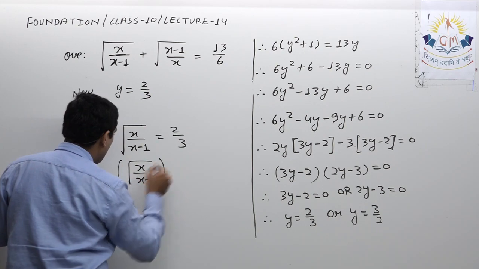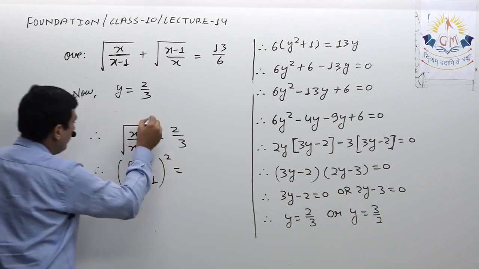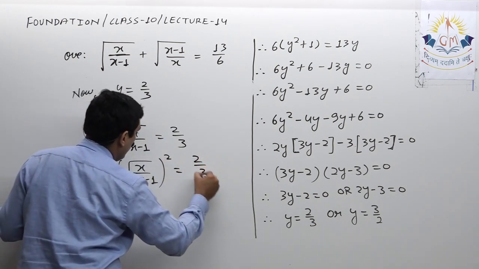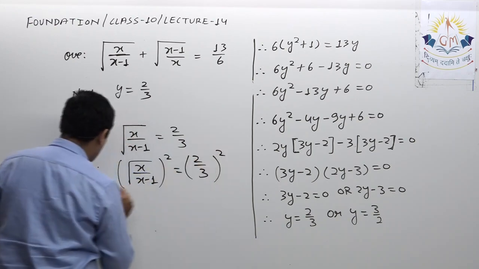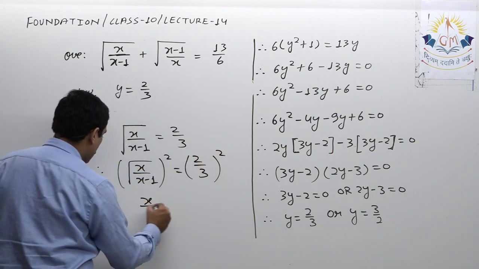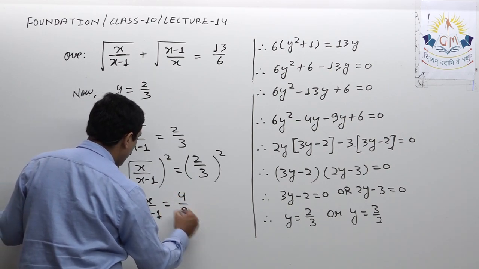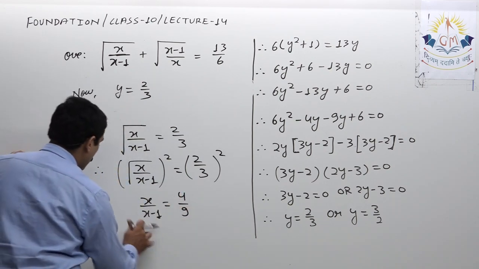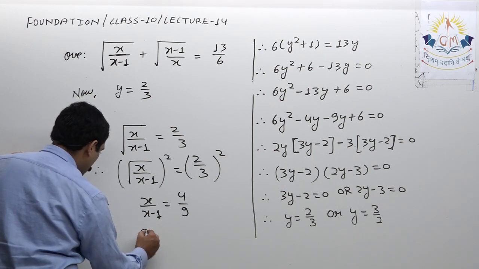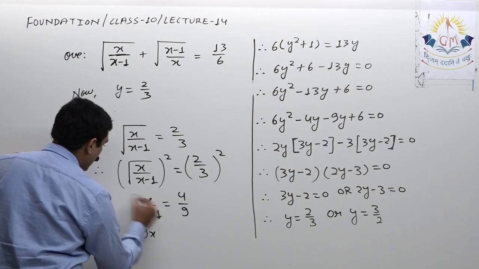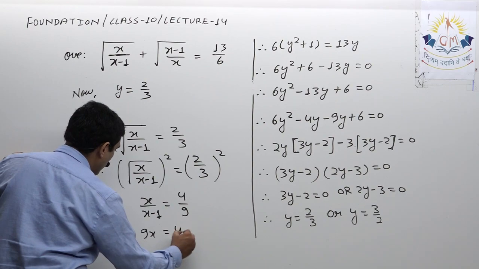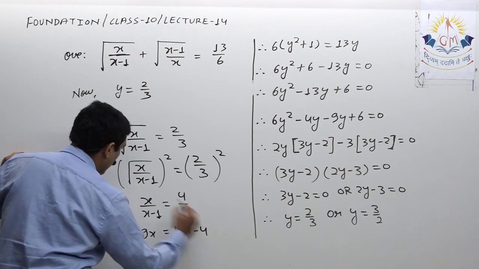We have to make a square to remove this root sign. So for that I have to make a square of both sides. So here I will get x upon x minus 1 is equal to 4 upon 9. So here I will get, on cross multiplication, 9x is equal to 4x minus 4.